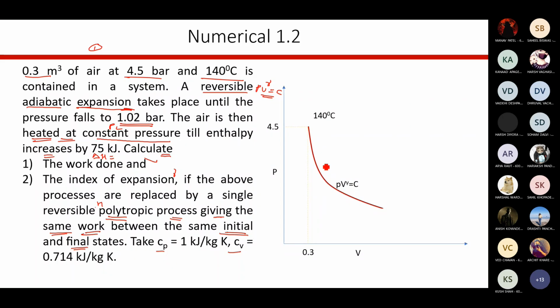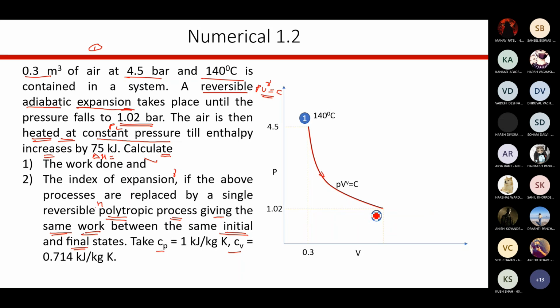Now why I am going in this direction? Because it is expansion. Clear? So this is my state point 2. Now what is given at state point 2? The pressure 1.02 bar. So I must project this state point 2 here. So pressure is 1.02 bar. This is how you should note down the data in the same sequence, the way I am doing it here.